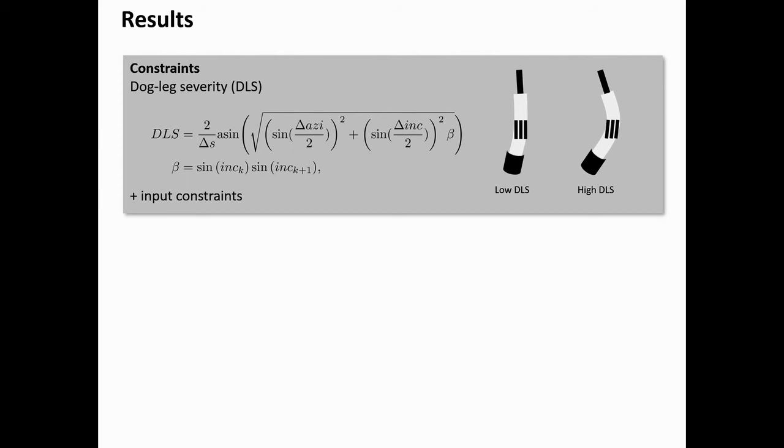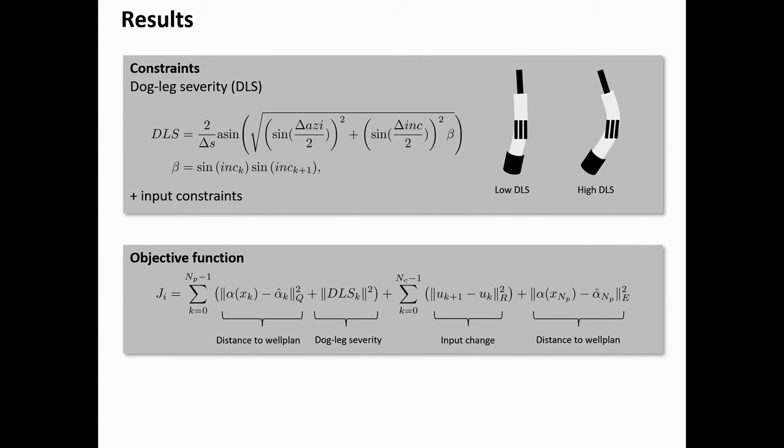Now coming to the first results, we need to satisfy some constraints. In the case we considered, we have basically two main constraints. One is the dog-leg severity, and the other are input constraints. That's less important. Dog-leg severity is something which is very important during drilling. It basically expresses the degree of bending of the bit. We want to avoid high dog-leg severity because this would cause, for example, mechanical ruptures of the bit. So this is one of the constraints we want to satisfy.